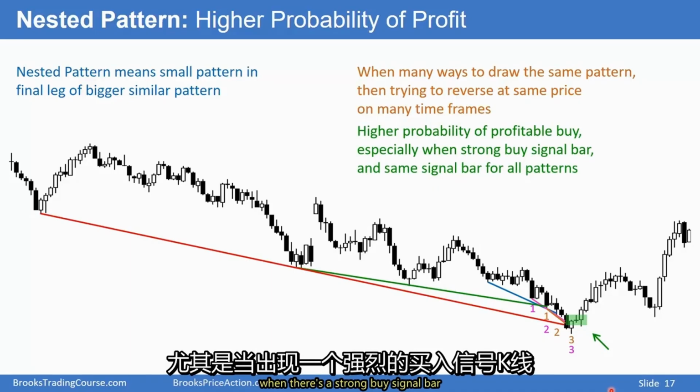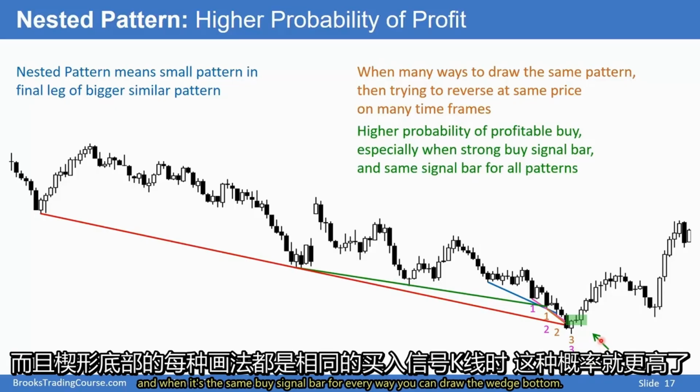The probability is especially good when there's a strong buy signal bar and when it's the same buy signal bar for every way you can draw the wedge bottom.